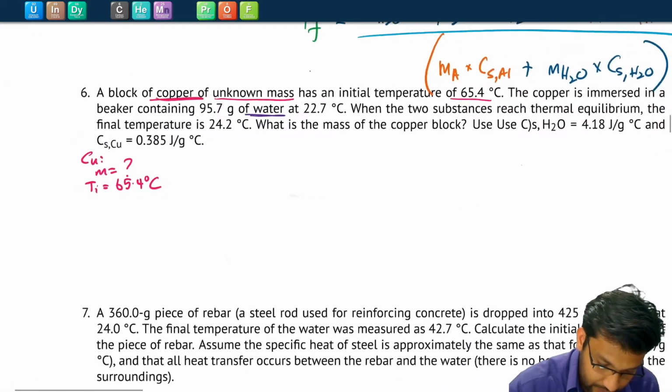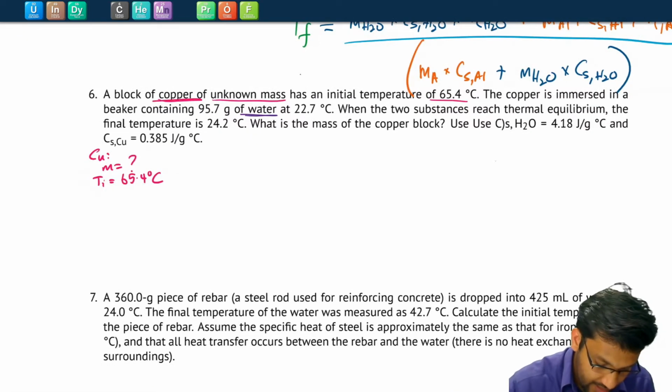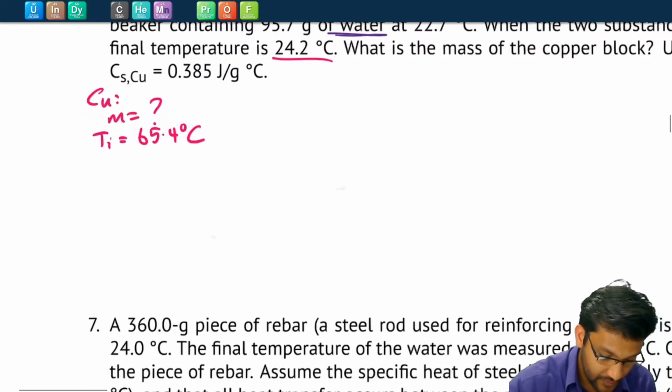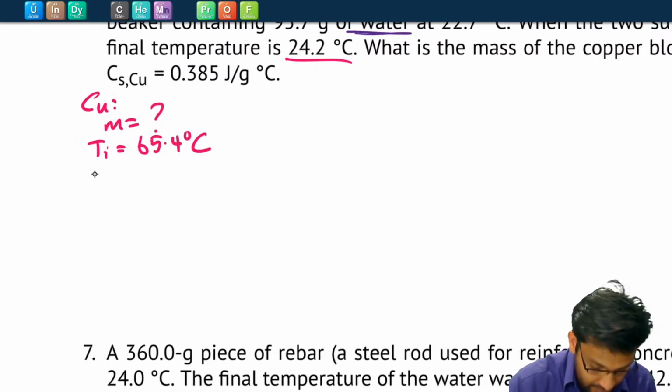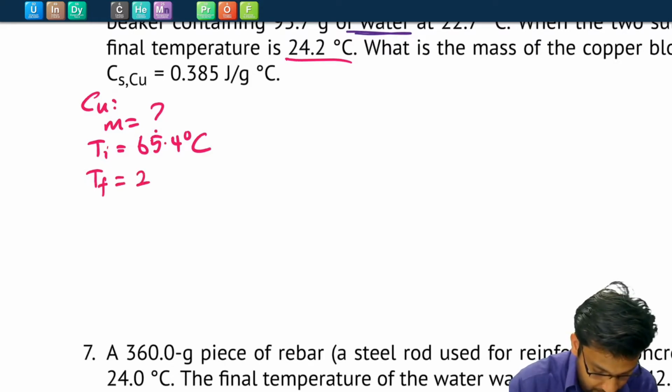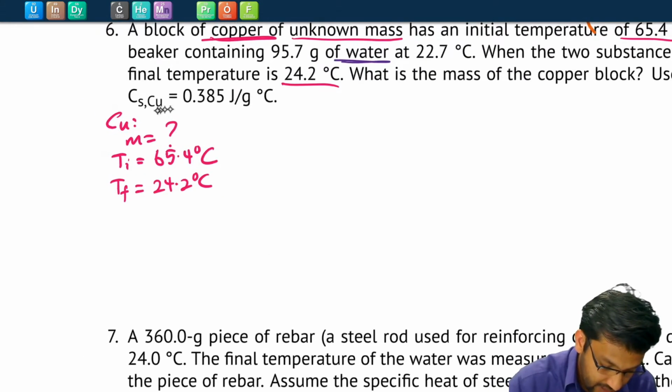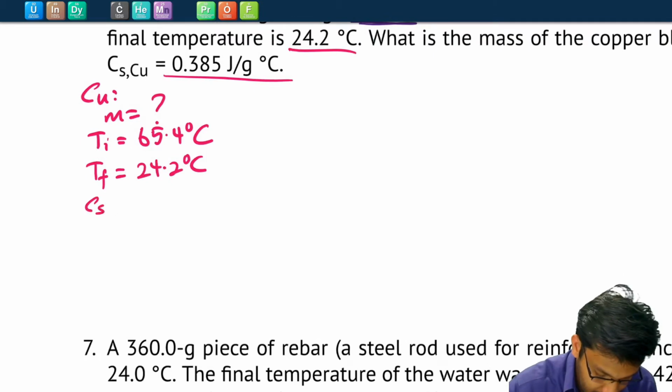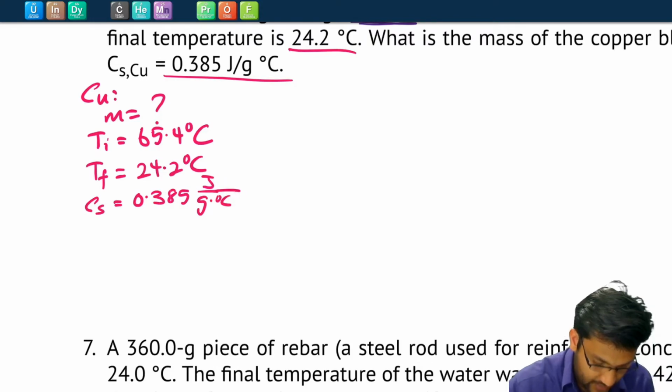What else are we given? The final temperature of the copper is 24.2 degrees Celsius. That's going to be true for both the water and the copper because it's in thermal equilibrium. And finally, here we have the specific heat capacity of copper, which is 0.385 joules per gram per degree Celsius.